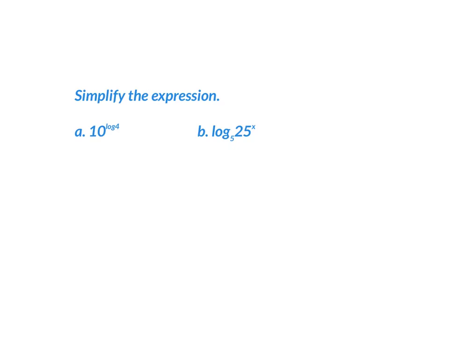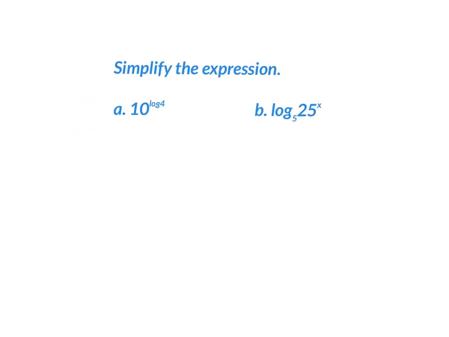Okay, so it says simplify here. This is one of each of these. Now the first one says 10 to the log 4. The log 4 in the exponent doesn't have a base, which means it is base 10, and because you have base 10 here and base 10 up there, it's just 4. And that's all they're ever going to give you, by the way.